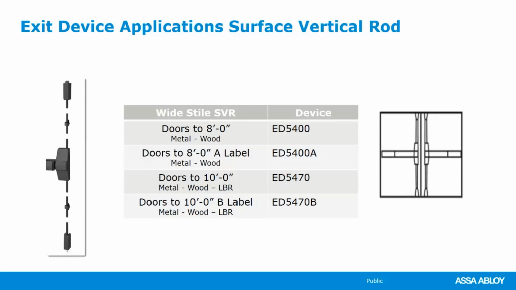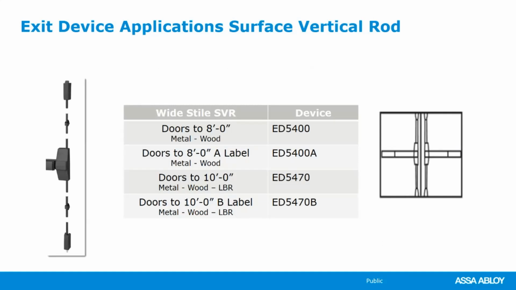Let's take a look at our surface vertical rod devices. You could use 2 surface vertical rod devices on a door as well. On our wide style application, that would be an ED5400. Can be used on both metal and wood doors up to 8 foot tall. It can be fire labeled to 3 hours on an 8 foot tall opening, metal or wood.